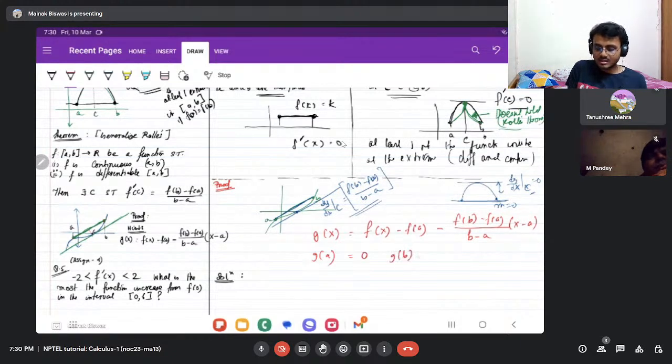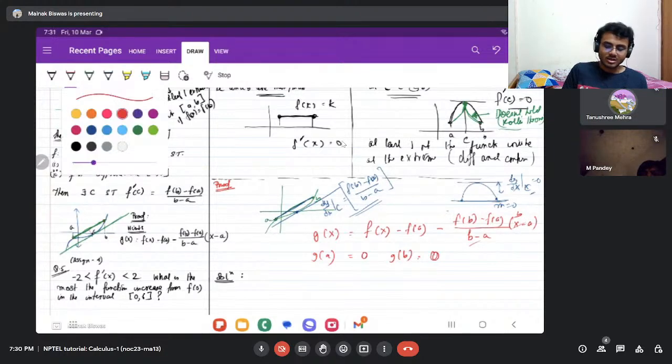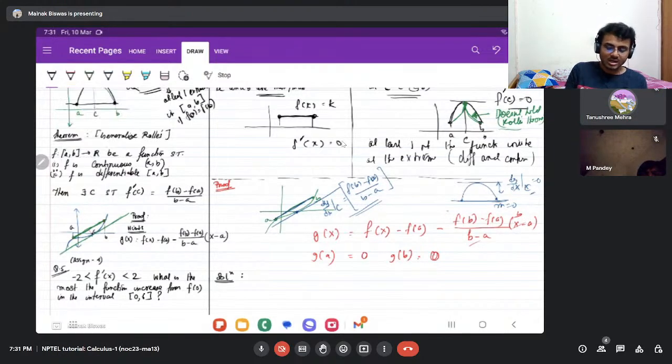f of B is also 0, right? This becomes f of B minus f of A, and the denominator and numerator will cancel. You again subtract, f of B minus f of A, right? Yes. Good. Now what is it satisfying? The Rolle's theorem, right? f of A equal to f of B. So g satisfies the Rolle's theorem, right?